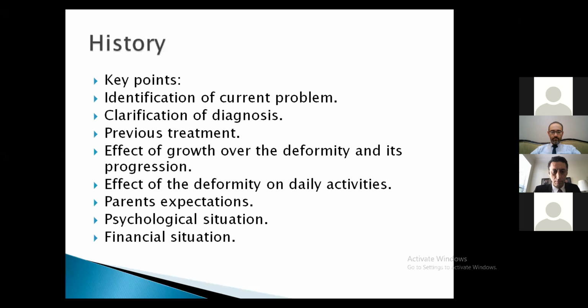History, the key points are identification of the current problem, clarification of the diagnosis, previous treatment, the effect of growth on the deformity and its progression, the effect of the deformity on daily activities of the child, parents' expectations, the psychological situation of both patient and parents, and then the financial situation of the family.